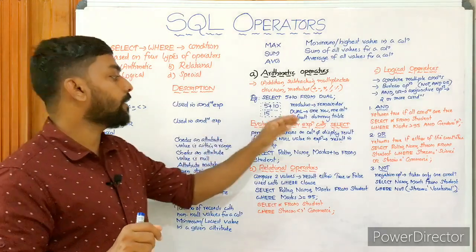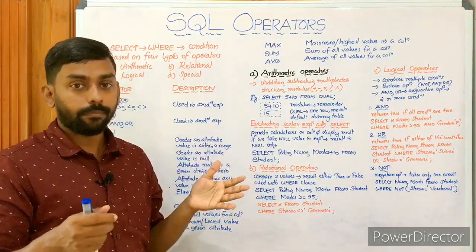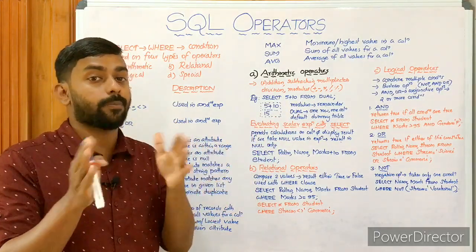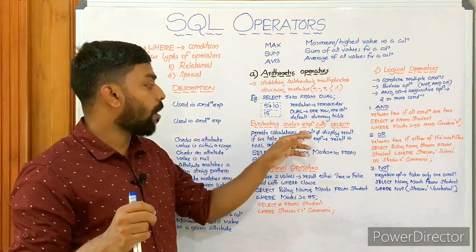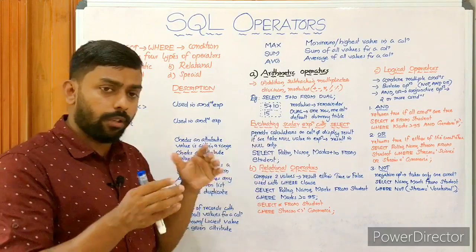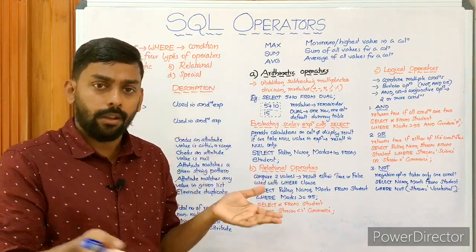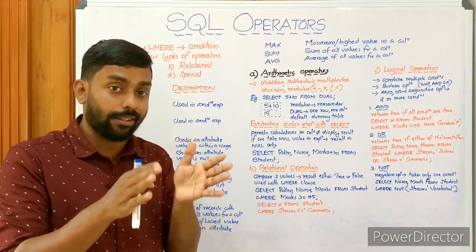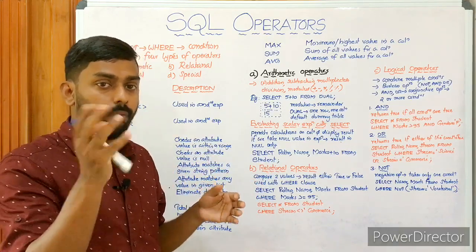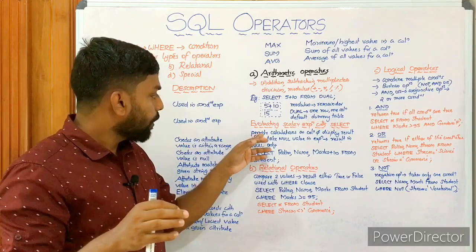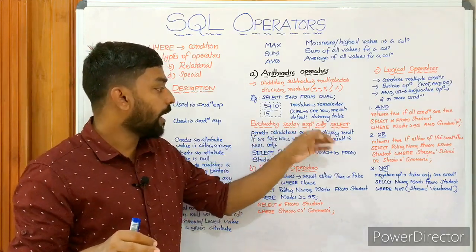Next one, evaluating scalar expression with select. It permits calculations on columns and displays the result. Actually, it performs operations on columns. All these commands mean select is used along with column or columns, or we can say rows as well. So it permits calculations on columns and displays the result.